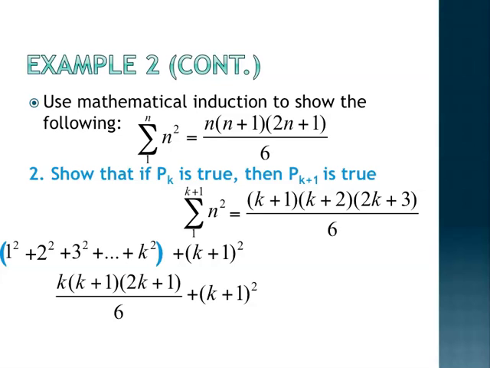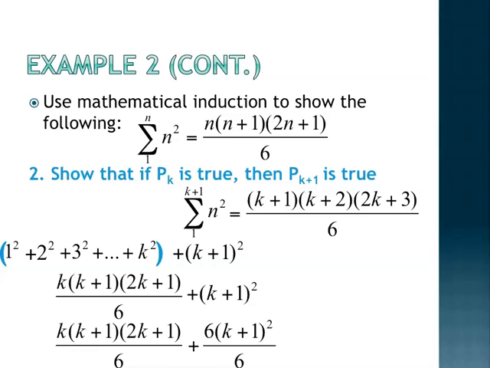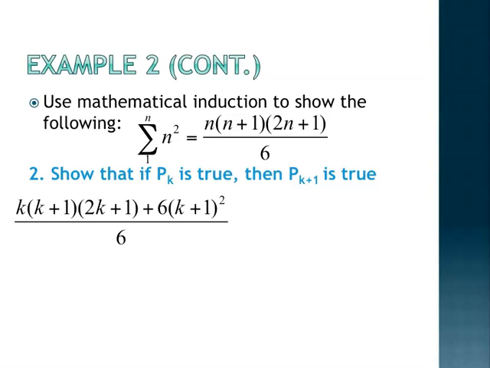And now we need to somehow simplify this, what we have right here, so that it looks like that right-hand side. Let's start off by at least getting it into one fraction, because we know the right-hand side is just one fraction. So we'll put that second term over 6 as well, so it'll be 6 times k plus 1 squared over 6. Okay, so we'll add those two together now that we have the same denominator. So now we just have one fraction.